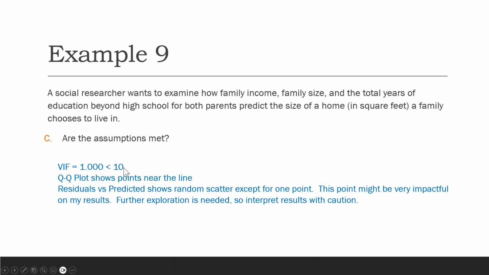But here, my VIF is good. The QQ plot shows points near the line. Residuals versus predicted shows random scatter, except for one point. This might be very impactful on my results. Further explanation is needed.